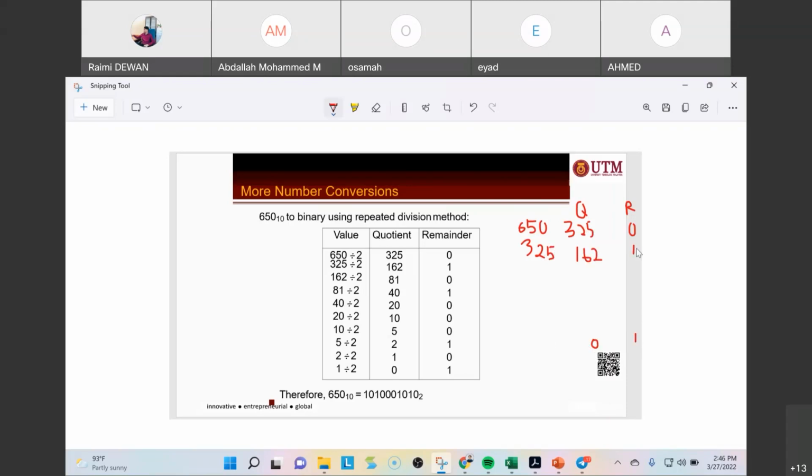So how you take these values is that this one will be your most significant bit, and this one will be your least significant bit. So what is the most significant bit and what is the least significant bit? In a binary system, for example, we have a number x, y, z to the base of 2. The number on the most right, we call the least significant bit, and the number on the left is the most significant bit.